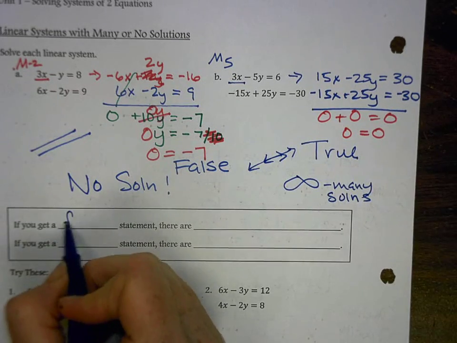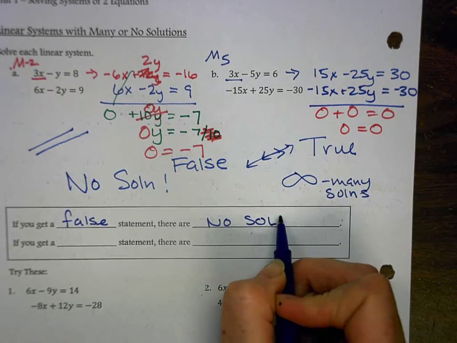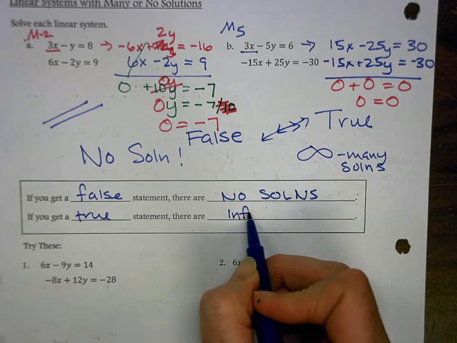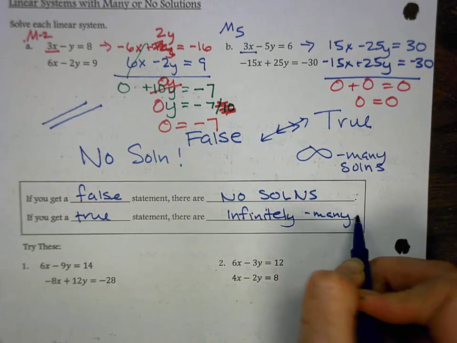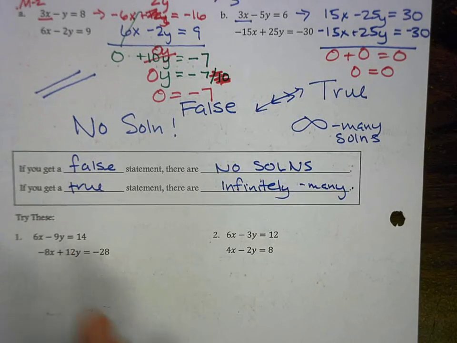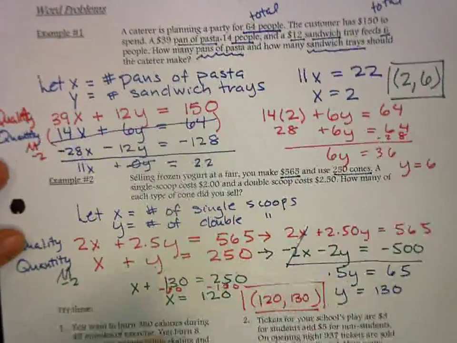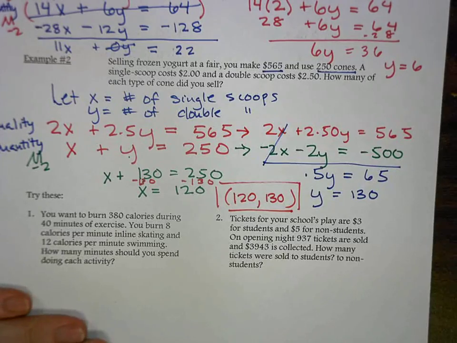Okay, so let's sum it up. If you get a false statement, there are no solutions. If you get a true statement, there are infinitely many. Okay? All right. Go ahead, try these, see what you get, and the answers will be here for you. And then go ahead, go back, get into your groups, and do the rest of the problems. And then there's more practice for you to do for classwork today. All right, hang in there, and I'll see you next class.